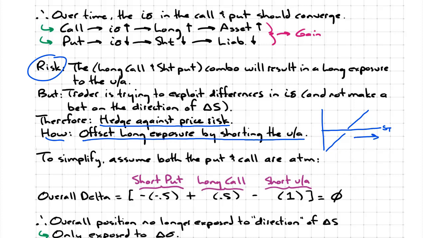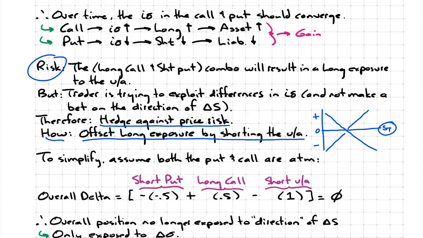You can see that right here. If the value of the underlying asset increases, he's making money. On the other hand, if the value of the underlying asset decreases, he's going to be losing money. But he wasn't looking at getting exposed to the direction of the price movement. So what is he going to do? He's going to take a short position in the underlying asset. That's what a short position looks like.